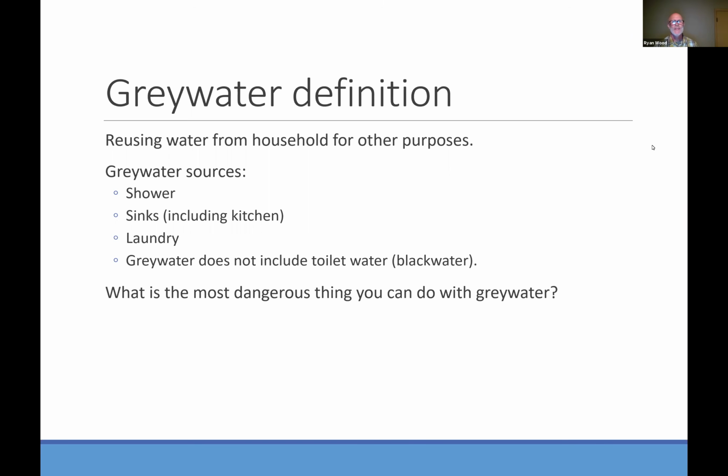What is the most dangerous thing you can do with gray water? I want you to think about that for a minute. Usually when I ask this question in a live audience, I get 2 answers, and both are correct. You never want to drink gray water. Absolutely never drink it. It's not going to be good for you. But you also don't want to store it. You do not want to store gray water for any length of time.